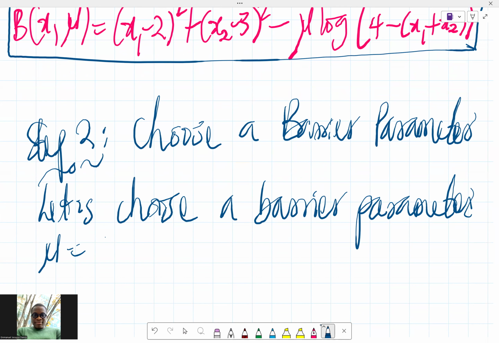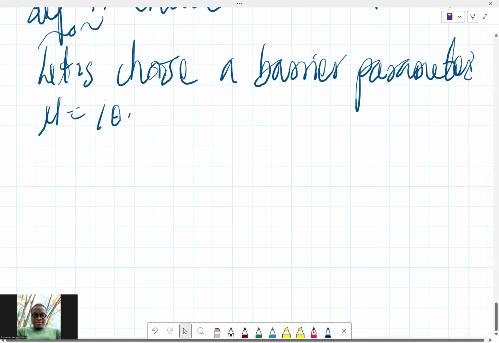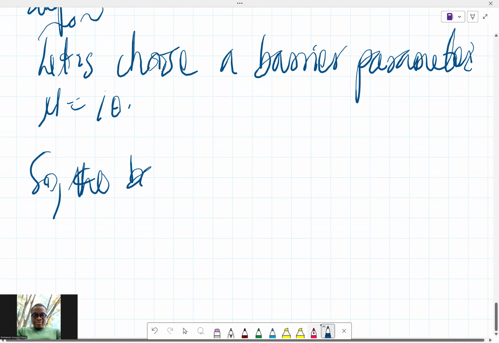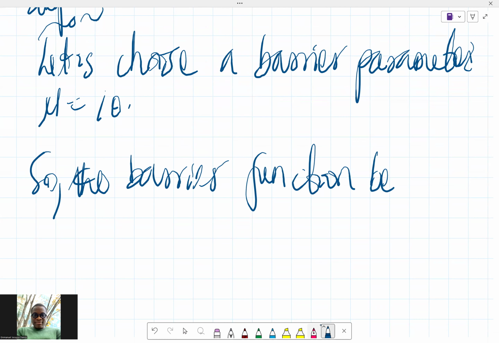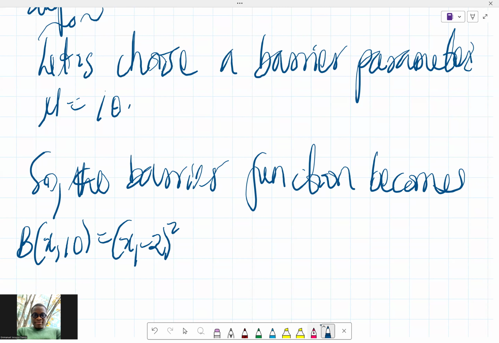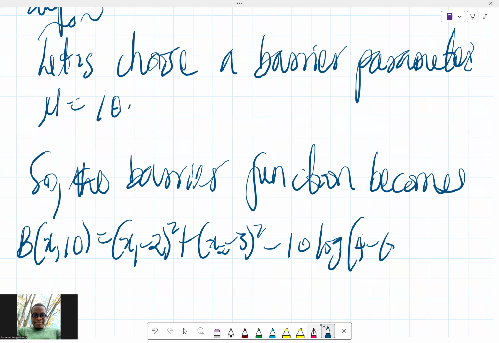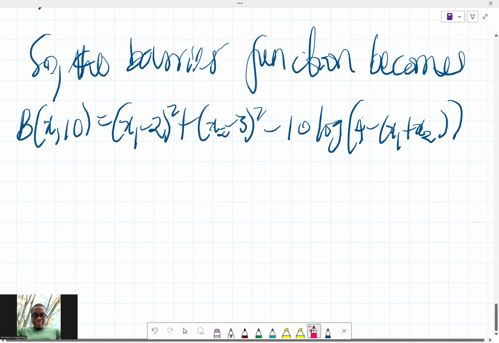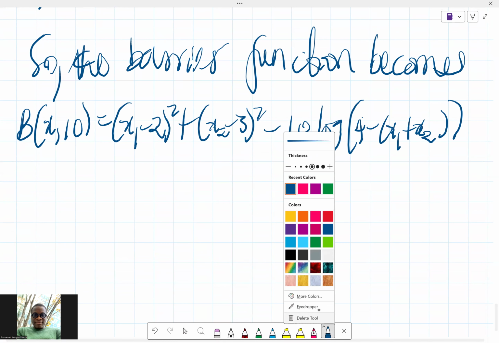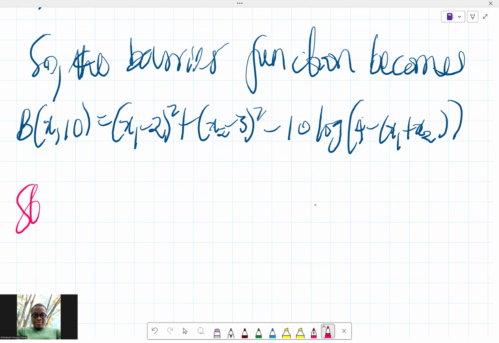Let's choose the barrier parameter mu equals 10. Okay, so the barrier function becomes b of x comma 10, which is (x1 minus 2) squared plus (x2 minus 3) squared minus 10 into log of (4 minus (x1 plus x2)), like that. And that takes us to step 3. I want to make this one also fanciful. So step 3 now.